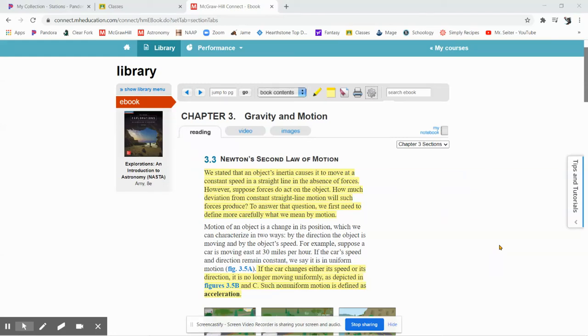Okay, this is the lecture for Chapter 3, Section 3, Gravity and Motion.